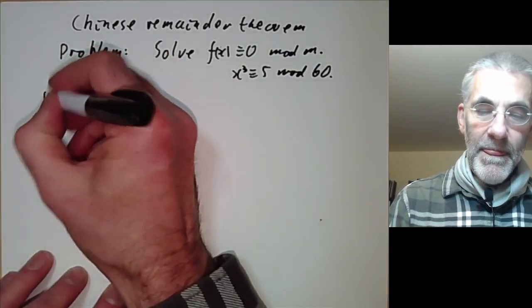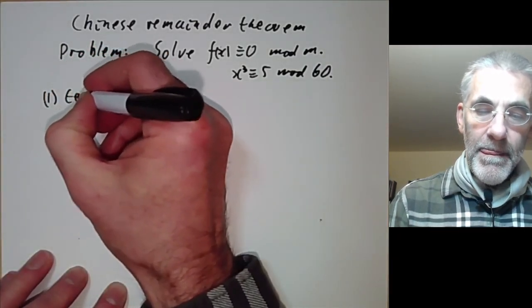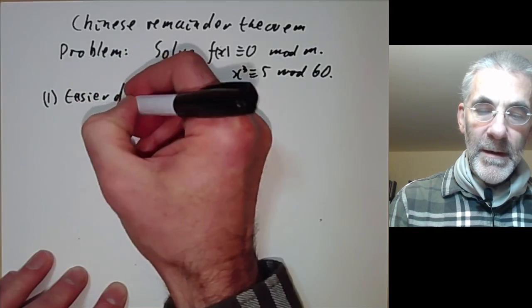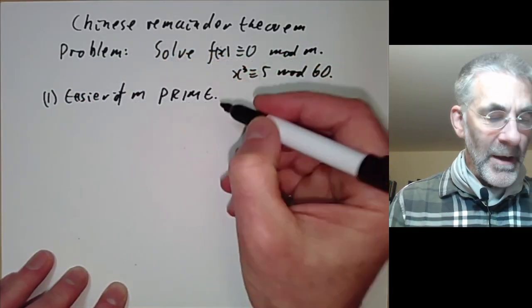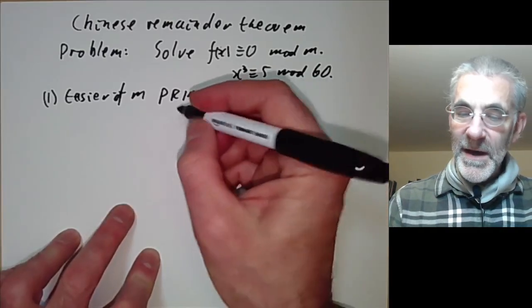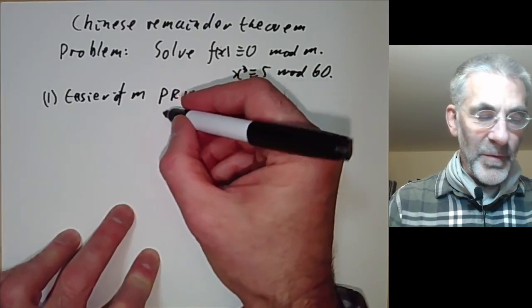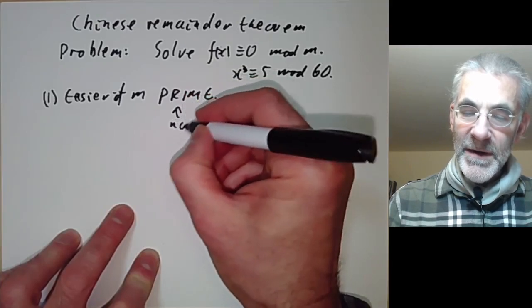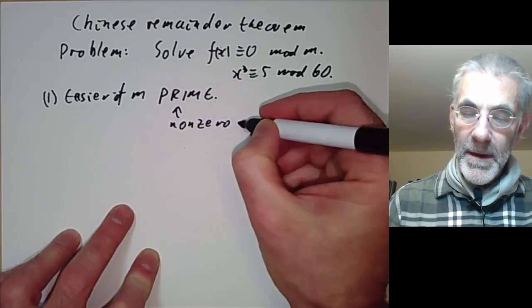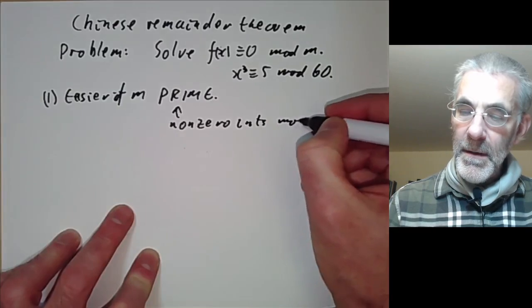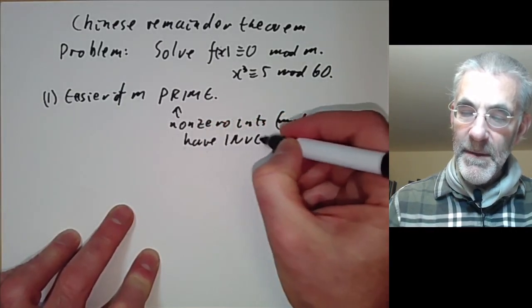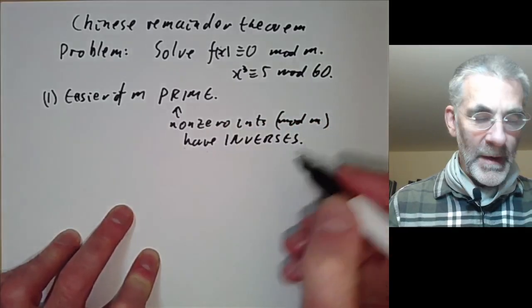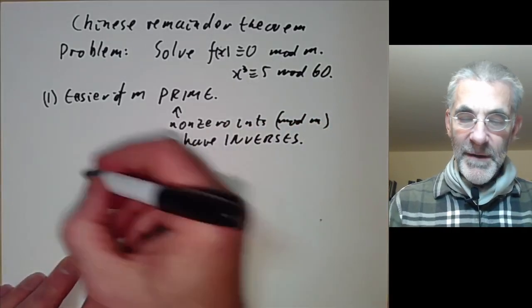First of all, it's easier if m is prime. The reason for this is that the integers modulo m form a field, so that, in other words, the non-zero integers modulo m have inverses, which makes life a lot easier.